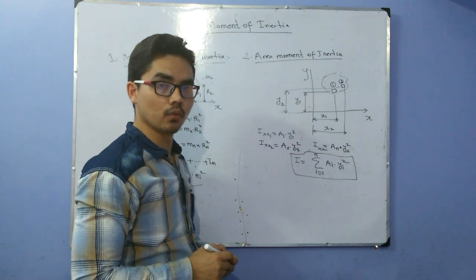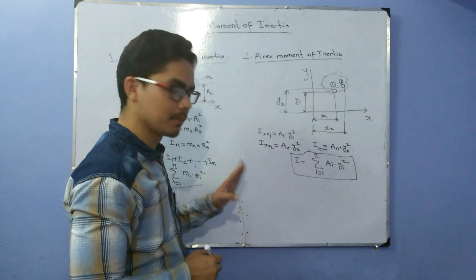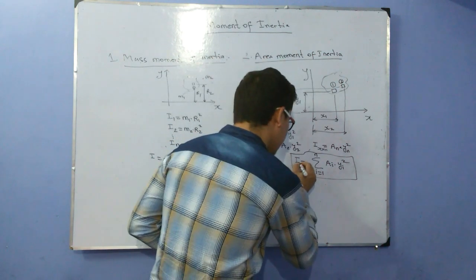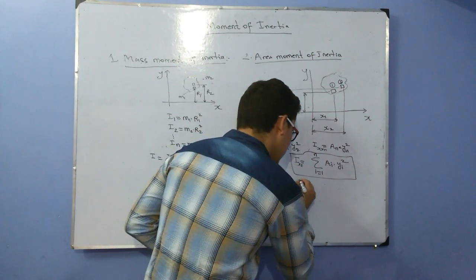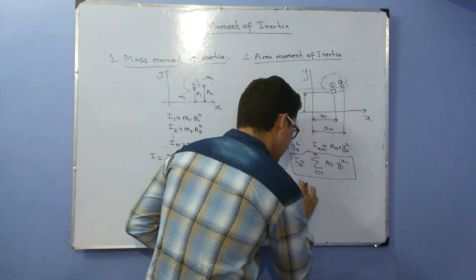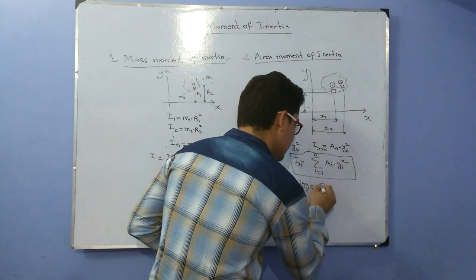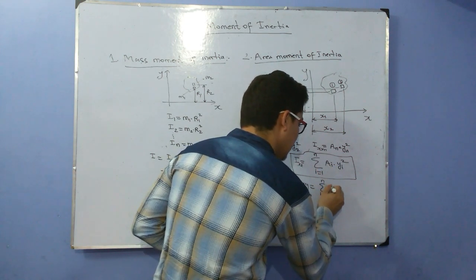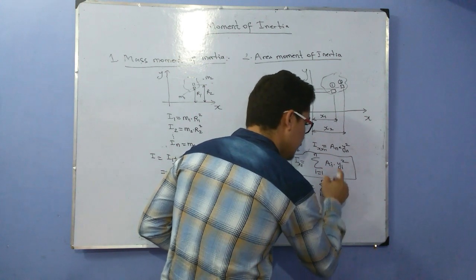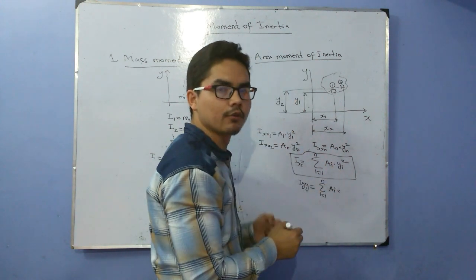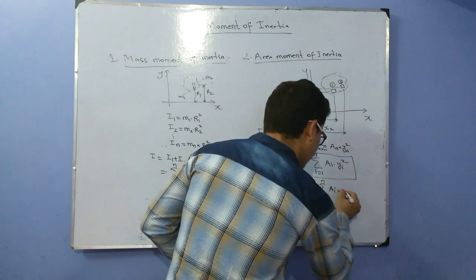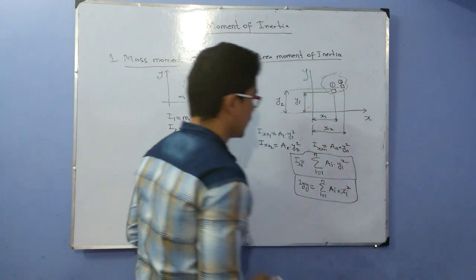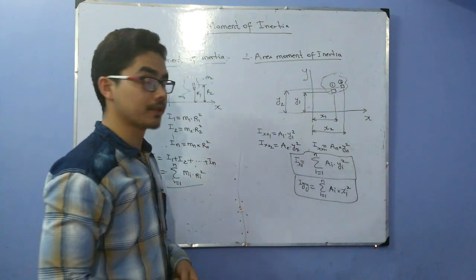If I want to find it with respect to the y-axis also, the same procedure can be followed, and the final result will be, this is Ixx, Iyy is equal to sigma i starting from 1 to n, and here ai into, instead of yi square, I will have here xi square. This is with respect to the y-axis. This is the second type of moment of inertia.